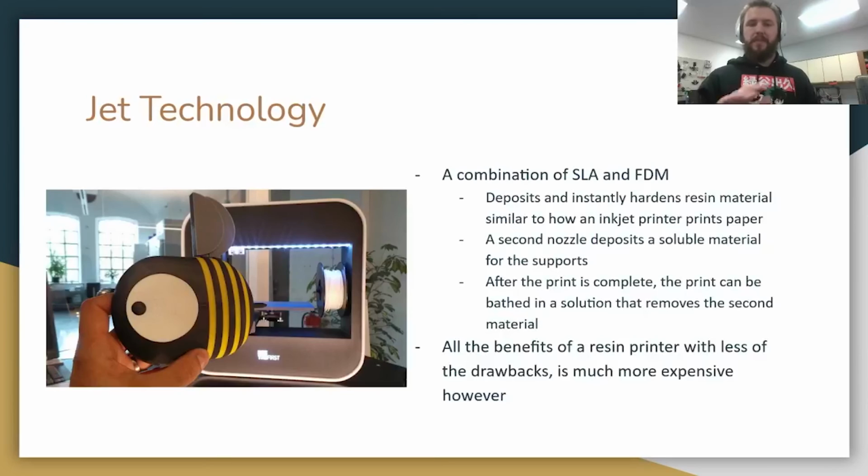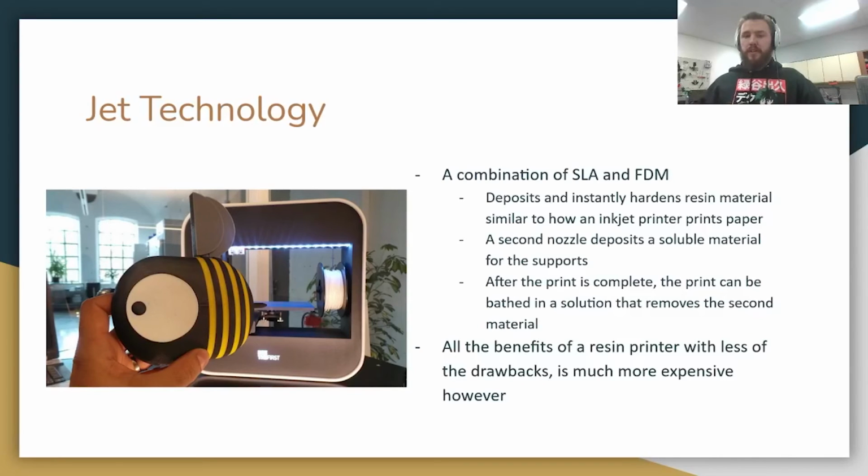And let's see what else we got here. Jet technology. Jet technology isn't unique on its own. It's more like a combination of other types of 3D printing. It can do SLA and FDM, or it can do FDM and FDM with the other ejected material being soluble.